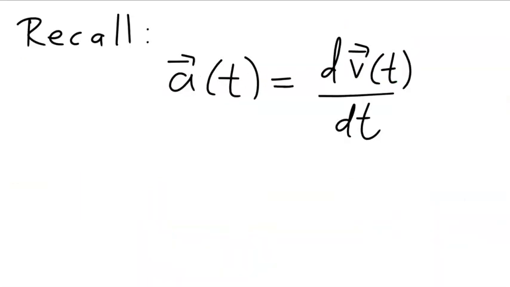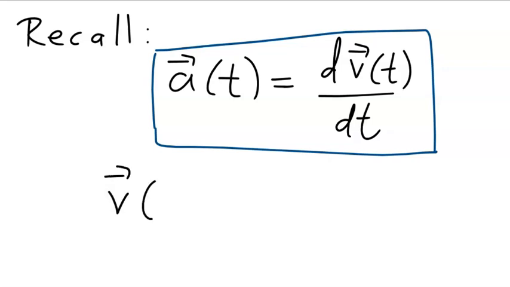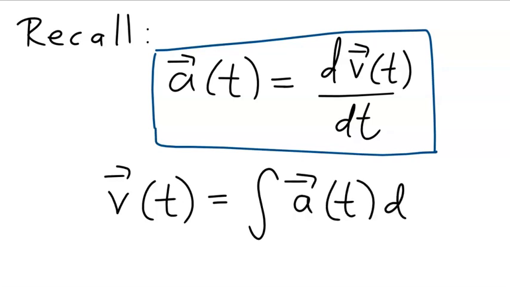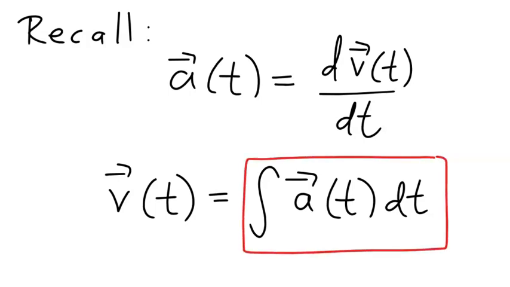Now let's recall this expression that we have learned before, namely the instantaneous acceleration is the time derivative of instantaneous velocity. This means the instantaneous velocity is given by an integral of the acceleration vector with respect to time. So in order to find the instantaneous velocity, all we have to do is to solve this integral. But one thing to note is that this integral does not have any limits. No lower limit nor upper limit.